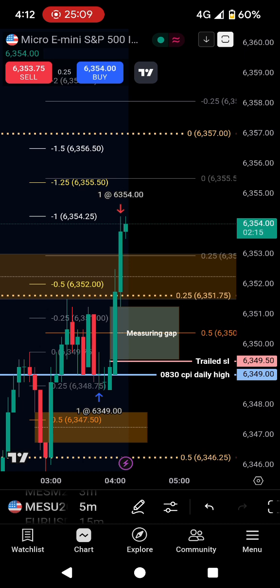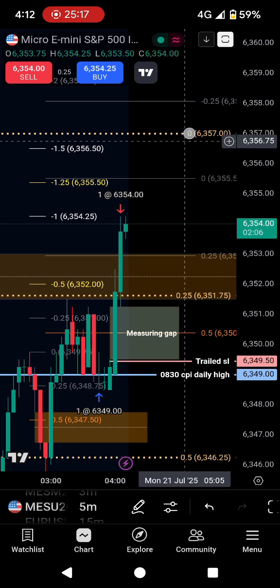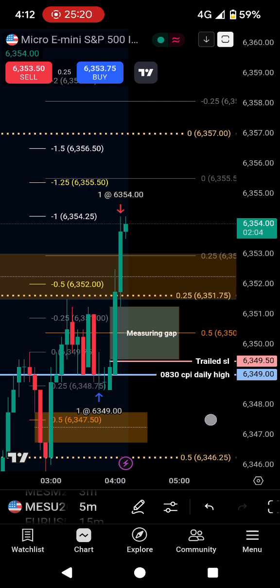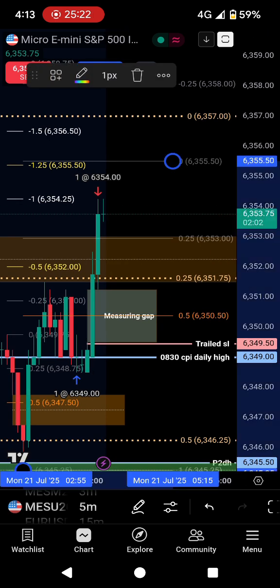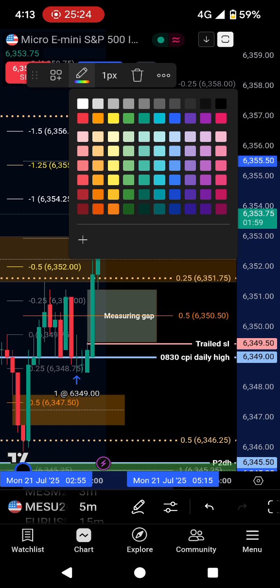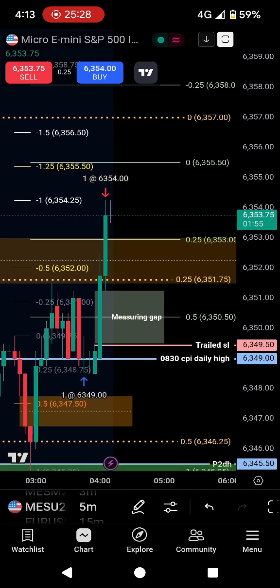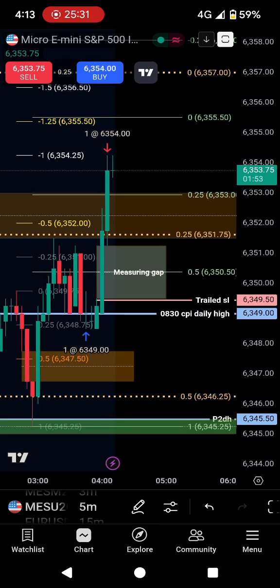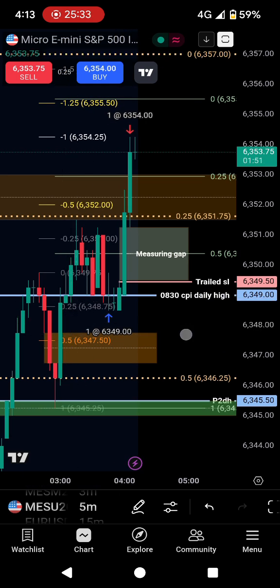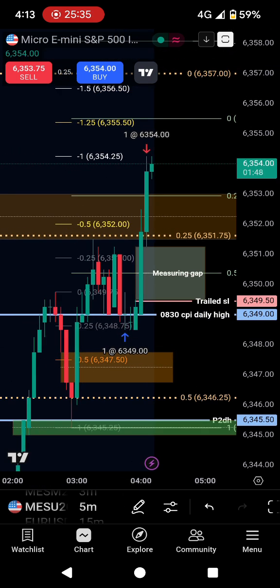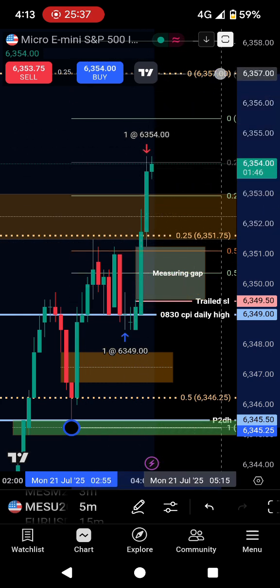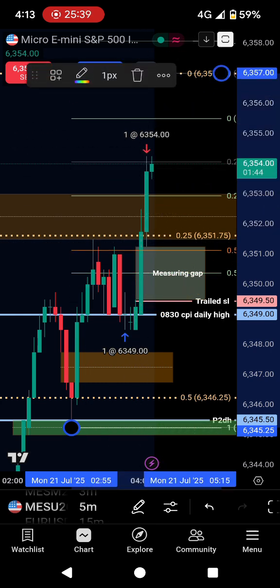$6,349 to 6,355 means 6 points. So the terminus will be this weekly high, and yeah, we'll come back and see later. This is the measuring gap. I want to put a different color, green color. Okay, so green color is the color for measuring gap, and this is the breakaway gap. And if you draw the implied dealing range from here to here, yeah, breakaway gap, measuring gap.